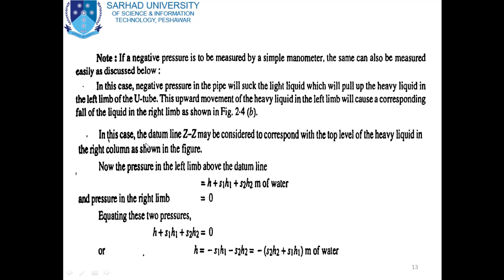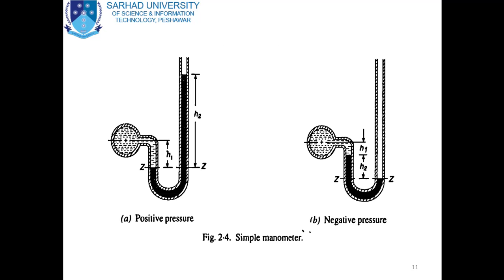In this case, the datum line ZZ may be considered to correspond with the top level of the heavy liquid in the right column, as shown in the figure. The datum line will be the point up to which the heavy liquid comes down in the right limb. So from this point we will take our datum line, and it is denoted by ZZ.